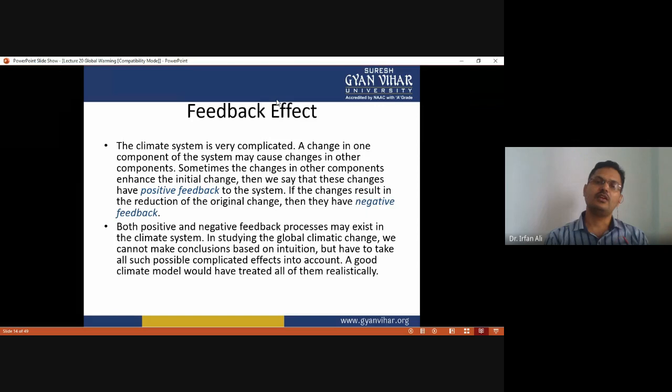Both conditions have to be observed in the system while we study global warming, and both positive and negative feedback processes may exist in the climate system. In studying global climate change, we cannot make conclusions based on intuition, but have to take all such possible complicated effects into account. A good climate model would have predicted all of them realistically.